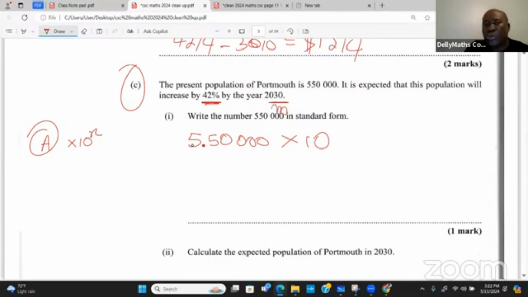1, 2, 3, 4, 5. So we actually move the decimal 5 places to the left. So it is actually 5.5 times 10 raised to the 5th power, and that will give us the answer. If you have this, it's the same thing. So if you have 5.5 times 10 raised to the 5th, you're still good.